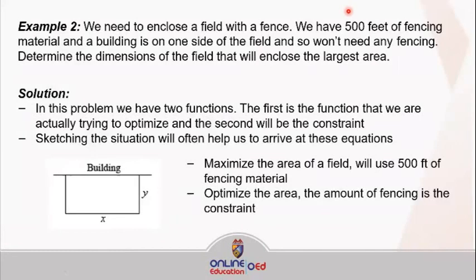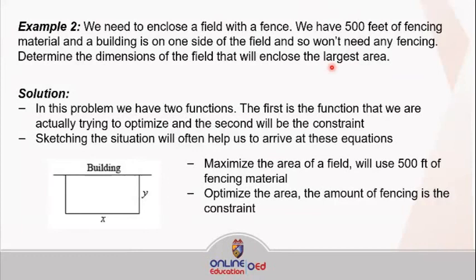So for this problem naman, we have example number 2, which is we need to enclose a field with a fence. We have 500 feet of fencing material and a building is on one side of the field, and so won't need any fencing. Determine the dimensions of the field that will enclose the largest area.